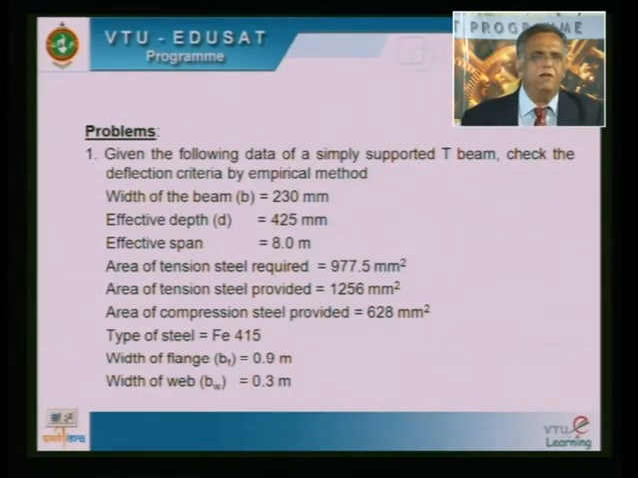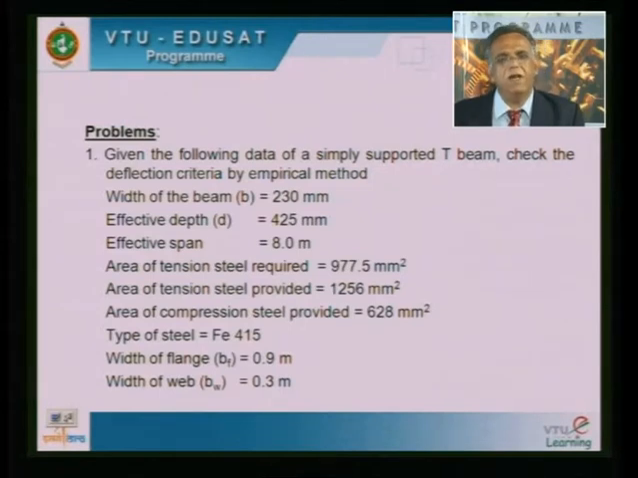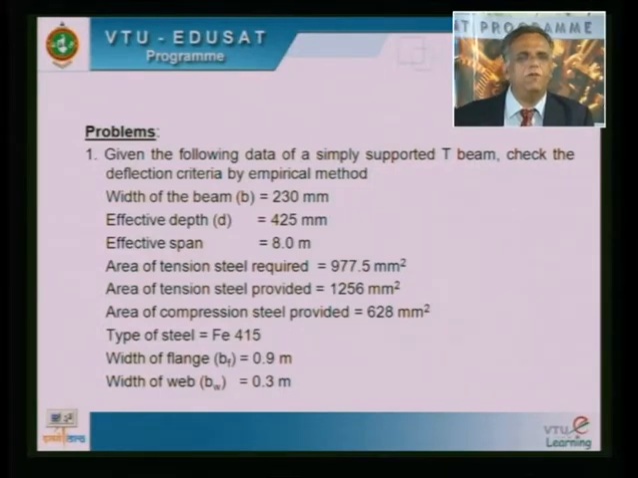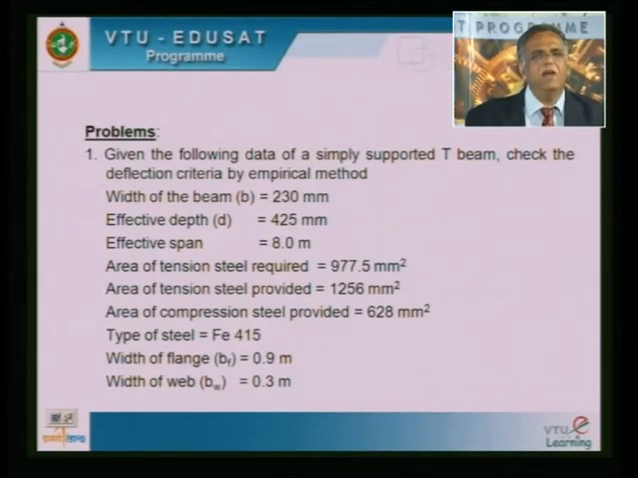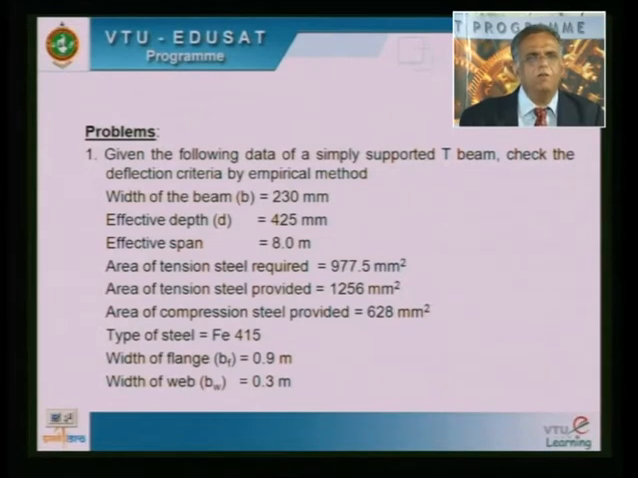Area of tension steel required 977.5 mm square. Right now you will be surprised to directly note down this area of tension steel, but while designing the beams you are going to arrive at the value of the area of tension steel required. So in this problem directly I have given the value of the area of tension steel required. One can easily calculate this. All these things will be shown when we design the beams.